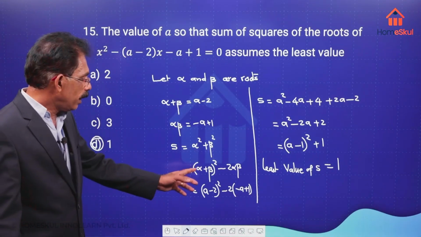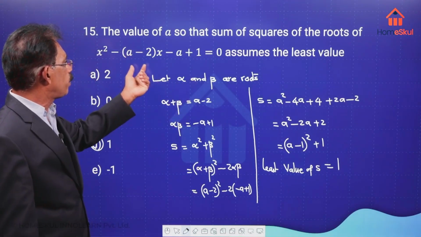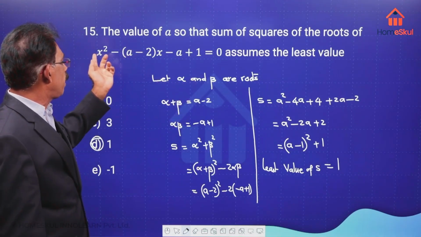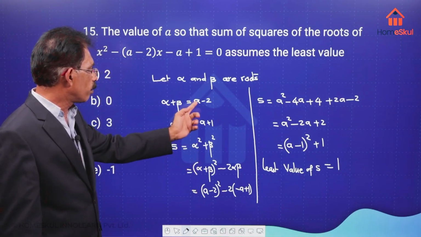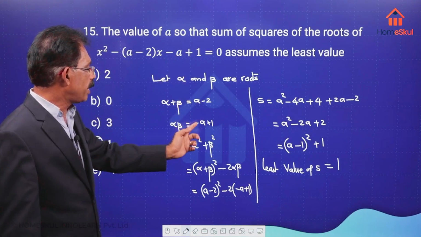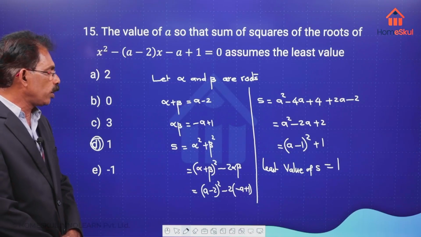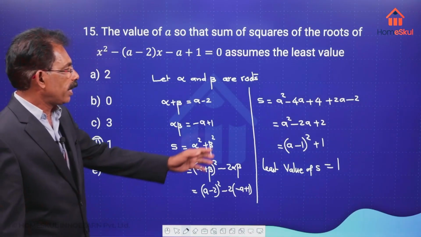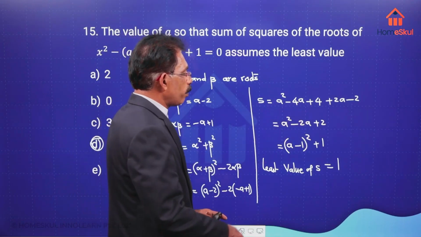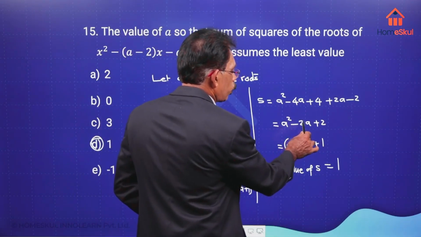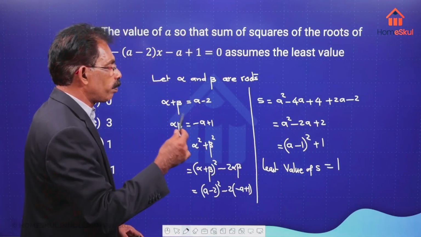Then alpha plus beta, we know directly from this equation. The sum of the roots is equal to minus b by a, which is a minus 2 here. The product is c by a, that is minus a plus 1 by 1. So we replace: (a minus 2) the whole square minus 2 into (minus a plus 1). Expanding, you get a square minus 2a plus 2, that is a square minus 2a plus 1 plus 1. A square minus 2a plus 1 is (a minus 1) the whole square plus 1.